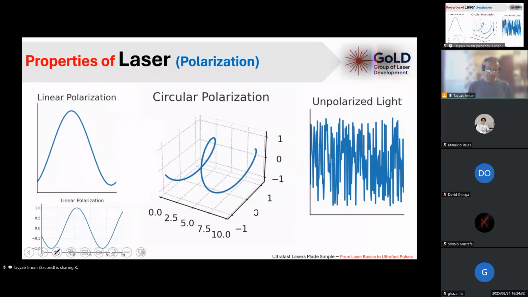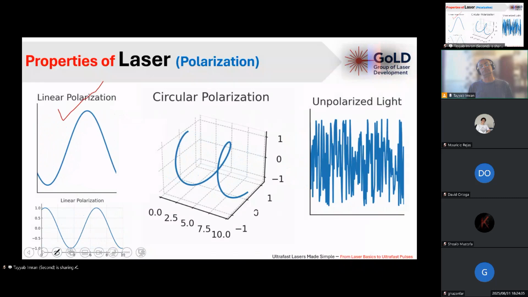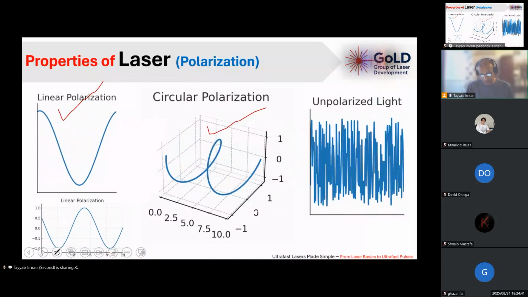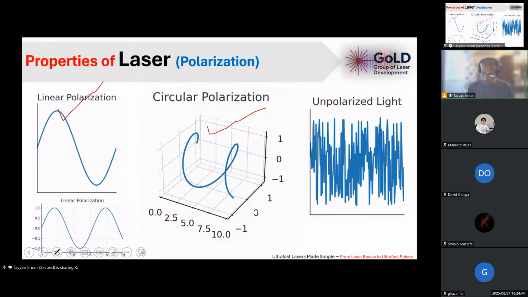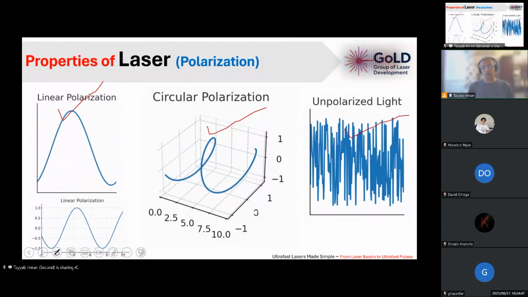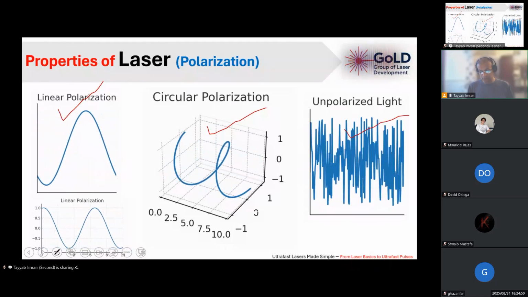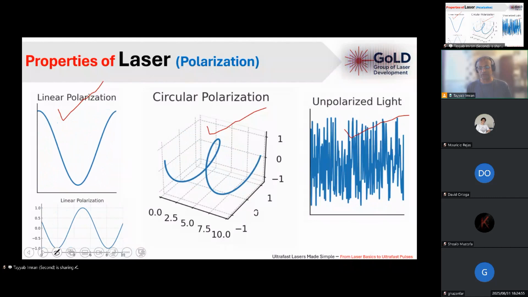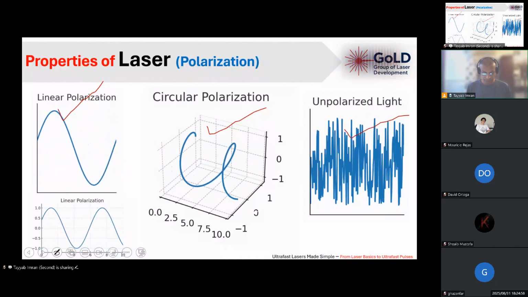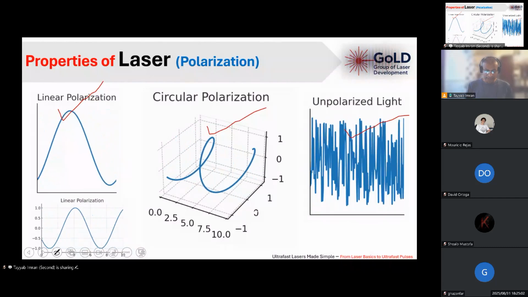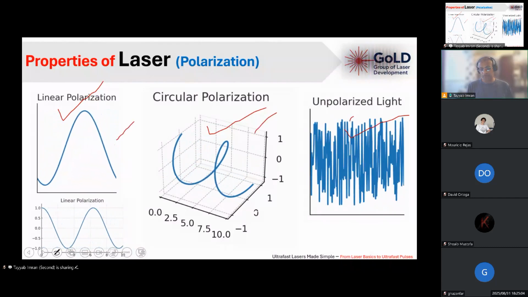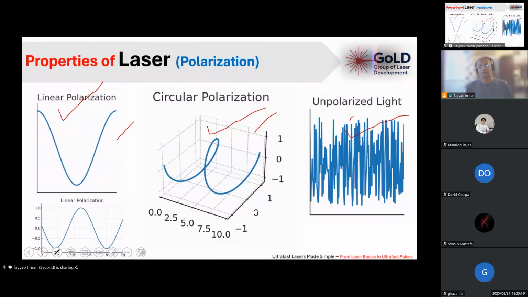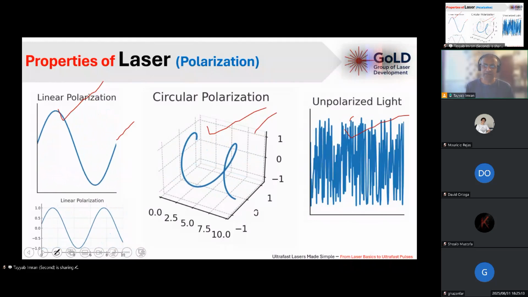Here, this is your linear polarization. This one is your circular polarization, the field is circulating, and this is unpolarized light. In this way it's visualized in a much better way to understand. So linear, circular, unpolarized. This is just about polarization, but the laser is already polarized, and not circular, but linearly polarized.